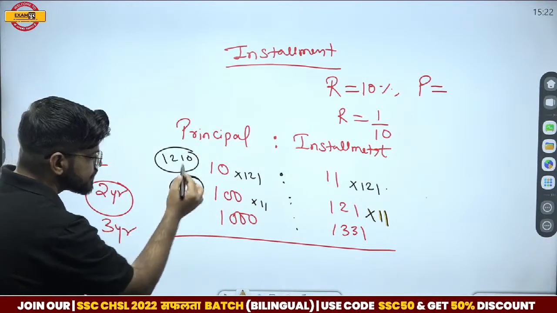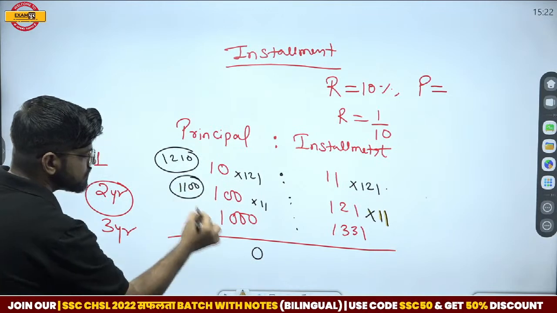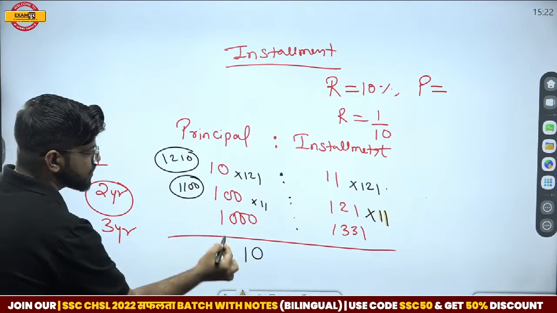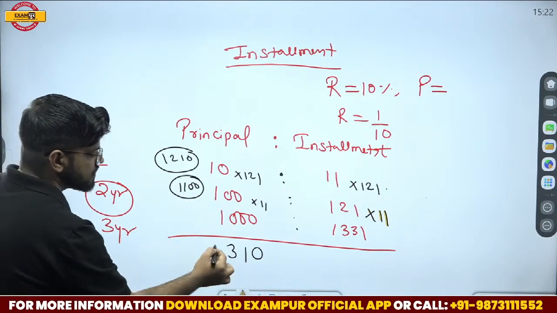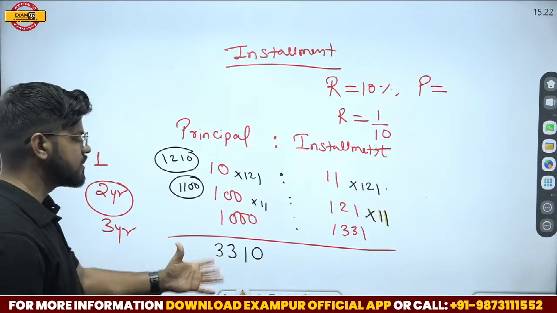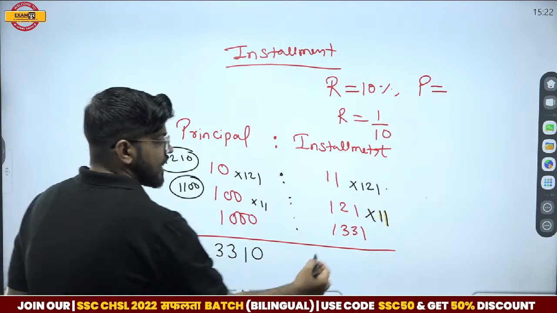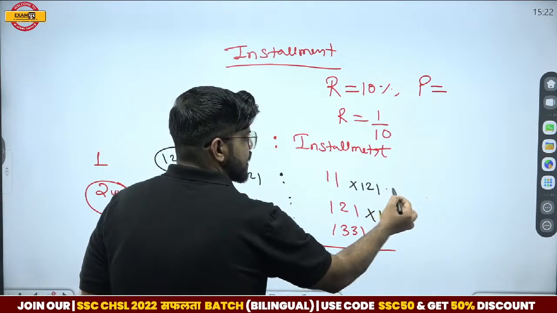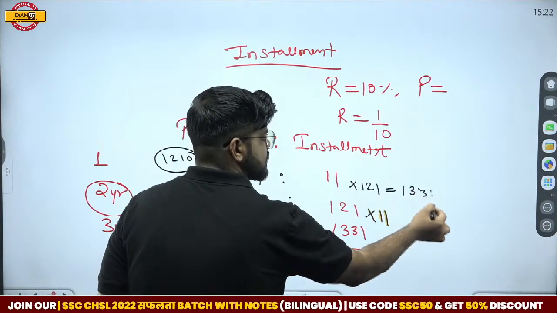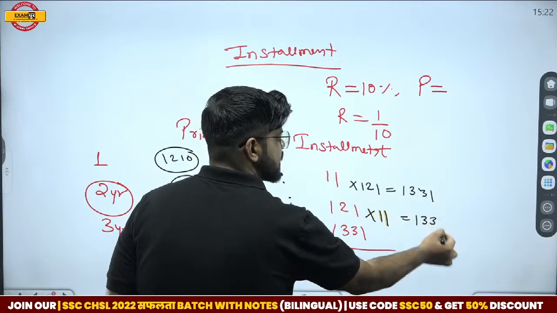Okay, let's add. So this will be 0, 1, 2 and 1, 3. Then 1, 1, 1, 3. So 3310. This will be the principal. And these are the equal EMIs: 1331, 1331, 1331.